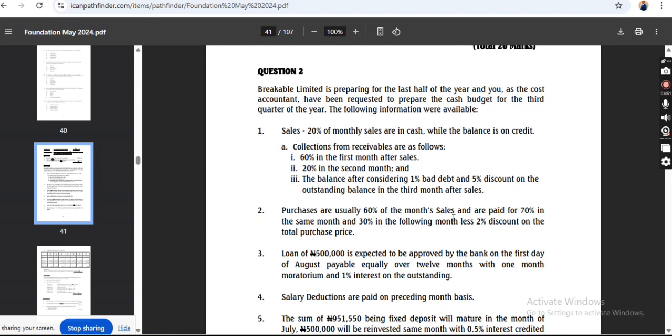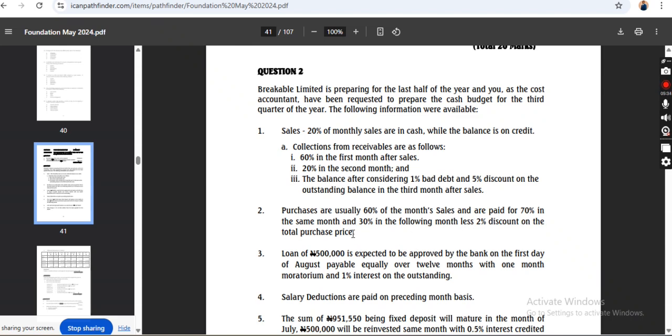Purchases are usually 60% of the month's sales. That is, the month at which they made the sales, you charge 60%, right? The month sales is the cash sales, not credits, not the one that they will pay in 60 days or in 90 days. So 60% of the month sales, you have 60%. And you have remaining like 40%.